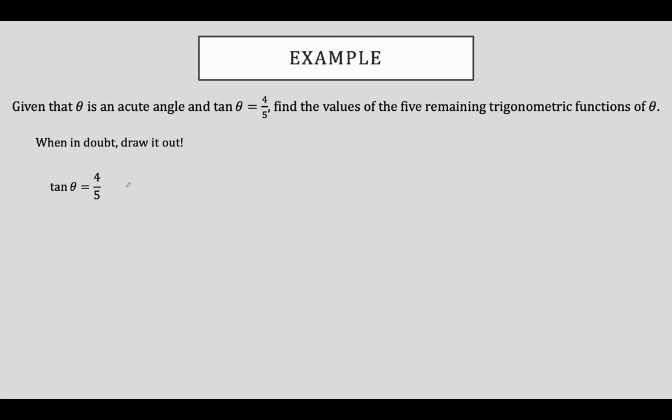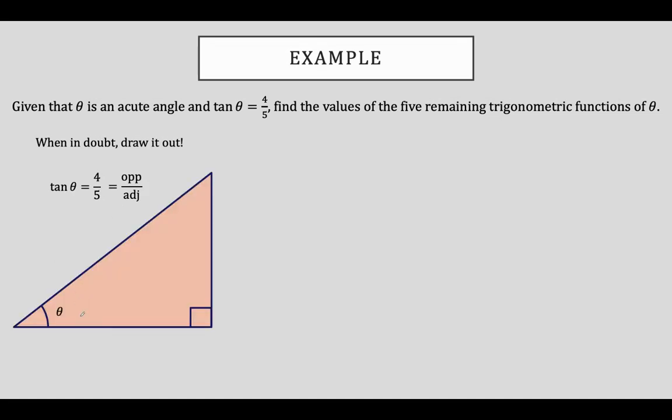Let's think about what this ratio is telling us. Tangent corresponds to our opposite and adjacent sides of our right triangle. In other words, the ratio of opposite and adjacent sides has to be 4 over 5. So begin by drawing a right triangle, and we can label one of the angles theta. And with respect to that angle theta, we know that the opposite side must be 4, and that the adjacent side must be 5. Well, if we want to find the values of the remaining trigonometric functions of theta, that will require us to have all sides of our right triangle.